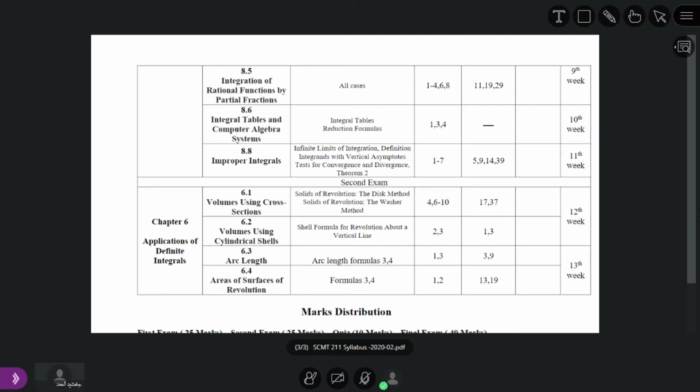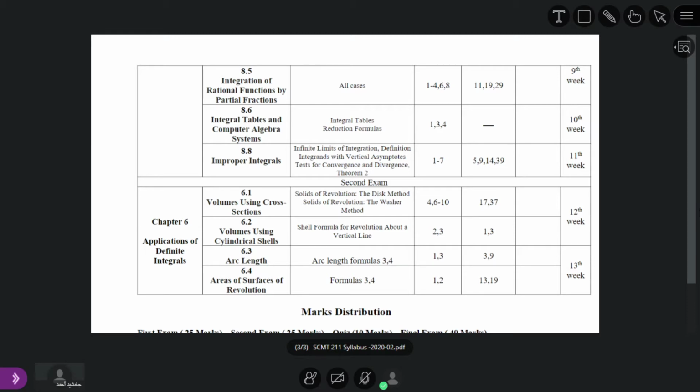There will be two different formulas, with respect to x and with respect to y. And at the end, in 6.4, we shall solve the area of a surface of revolution. There will be a small modification in arc length, and we shall find the area of the surface of revolution. So this is the syllabus for calculus 2.